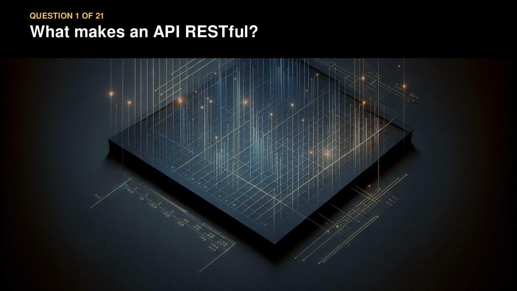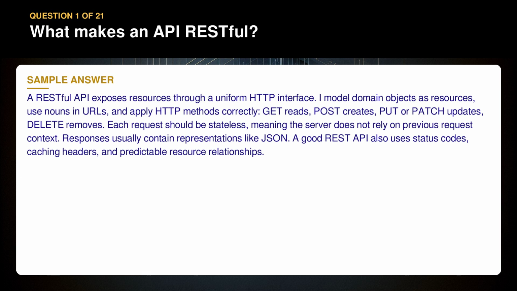Question 1. What makes an API RESTful? A RESTful API exposes resources through a uniform HTTP interface. I model domain objects as resources, use nouns in URLs, and apply HTTP methods correctly. Get reads, post creates, put or patch updates, delete removes. Each request should be stateless, meaning the server does not rely on previous request context. Responses usually contain representations like JSON.